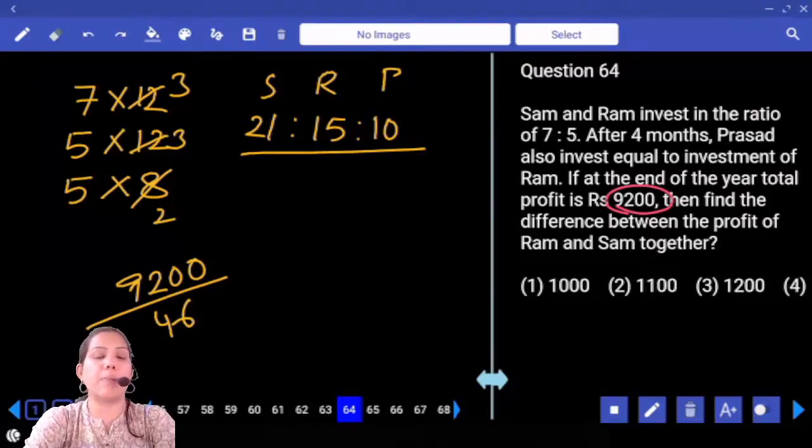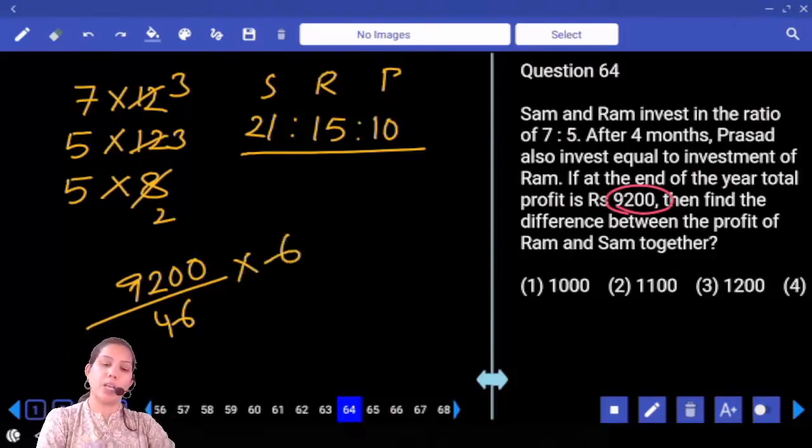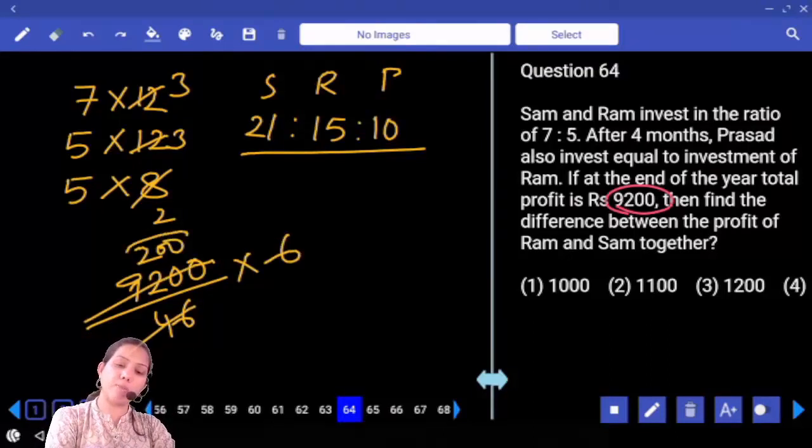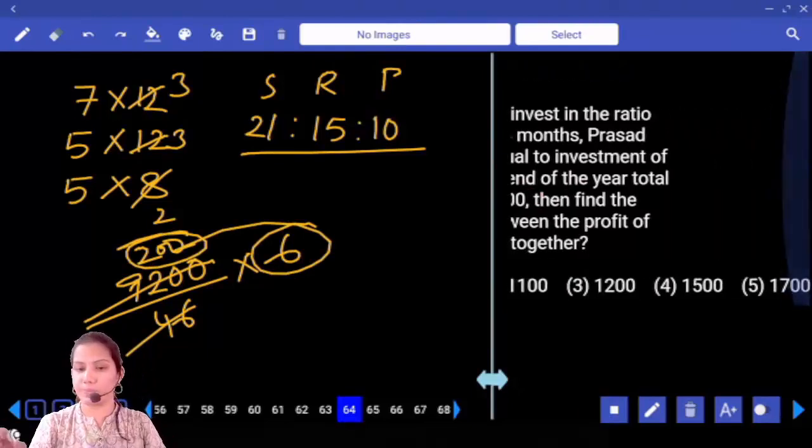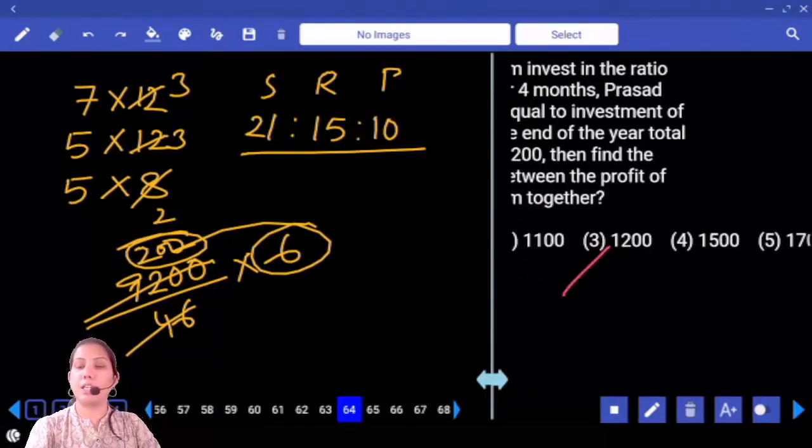And the question is, what is the difference between Ram and Shyam? What is Ram? 15. Shyam is equal to 21. Difference is equal to 6 parts. So 46 exactly 200 times, 200 into 6, 1200. Third option. Third option, 1200 is the answer.